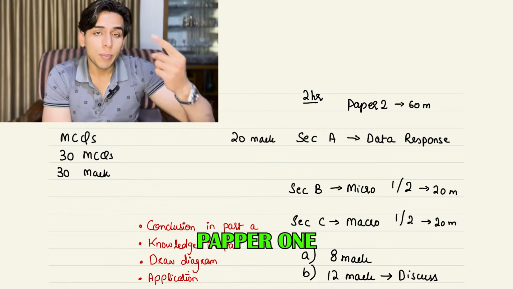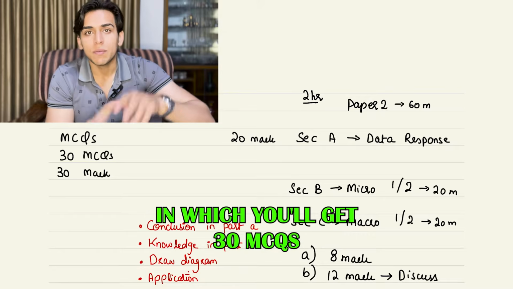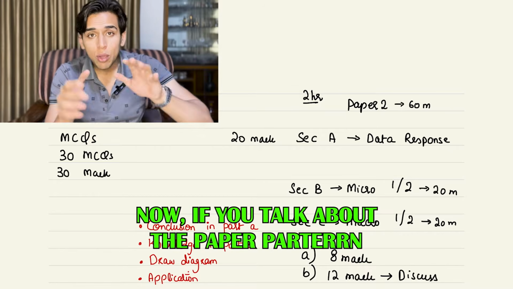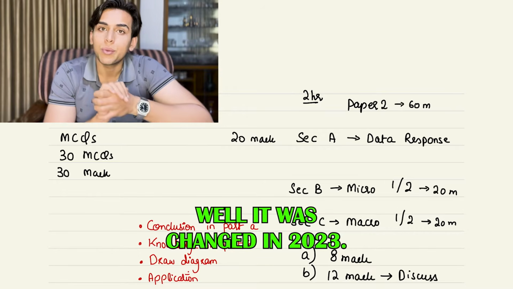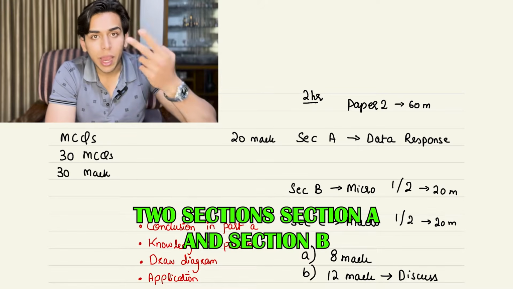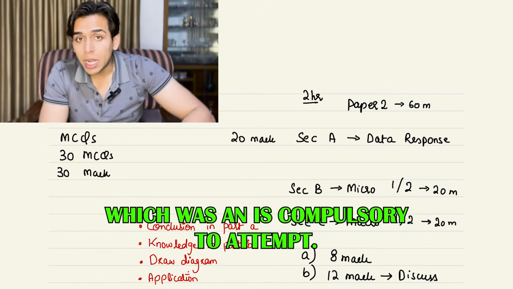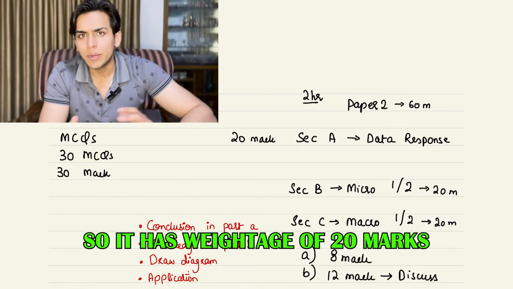You'll get two papers, paper 1 and paper 2. Paper 1 is a 30 mark MCQ based exam in which you'll get 30 MCQs and you'll get 1 hour to complete that exam. Now if we talk about the paper pattern of paper 2, it was changed in 2023. Previously, you used to get two sections, Section A and Section B. Section A is a data response question which was and is compulsory to attempt. You cannot leave that question by choice. So it has a weightage of 20 marks.